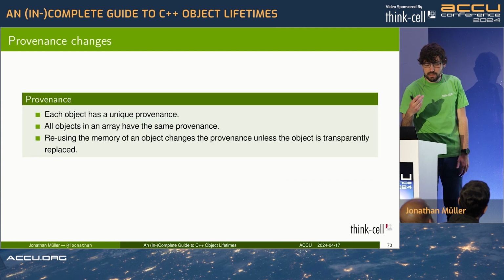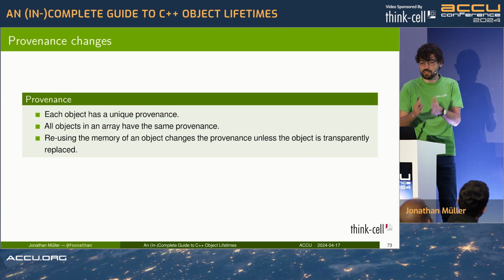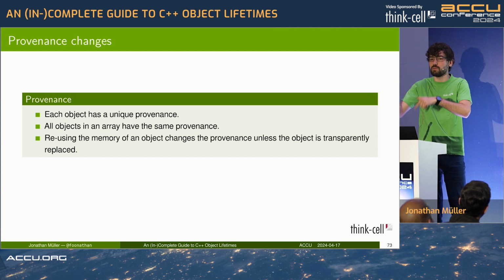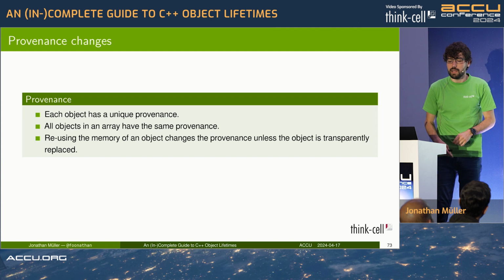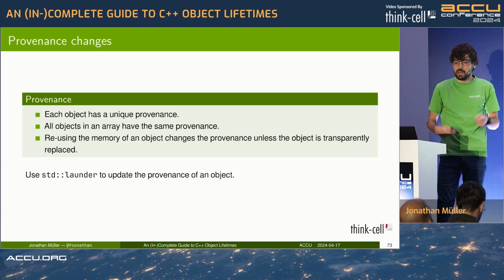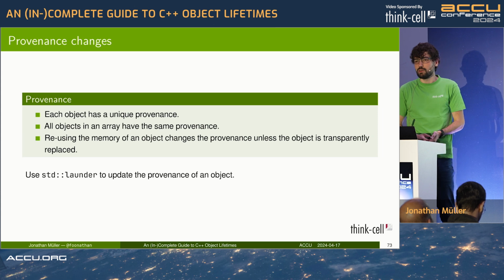So provenance explains launder. Every object has a unique provenance, except when it's in an array, then they all share the same, so you can use pointer arithmetic within an array. And reusing the memory of an object changes it if you don't have transparent replacement. And if you use launder, you can update the provenance of an object.